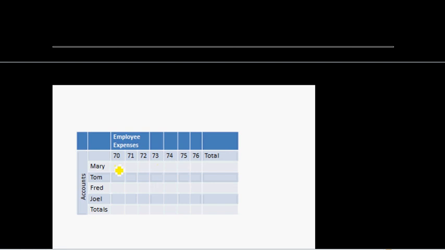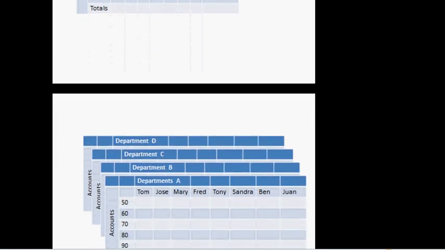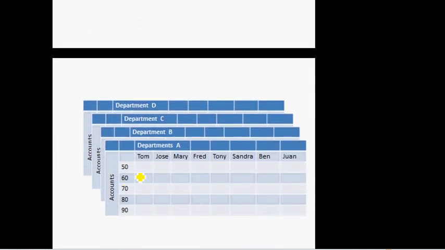The employee account and what was spent in employee expense, account 70 for Mary, what was spent in employee expense for 71 for Mary and Tom. It doesn't take too much imagination to figure out how we would sort those cards to have that. And then we could break it out even further and put all the Department A employees on one card and all the Department B employees on another card with their expenses. It wouldn't be too hard to figure that out. And so that is dimensional accounting.